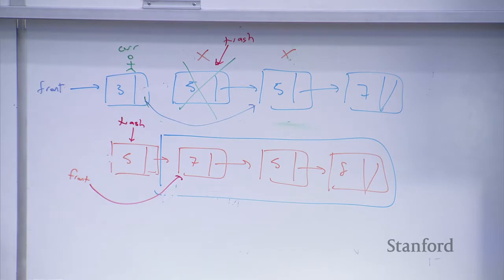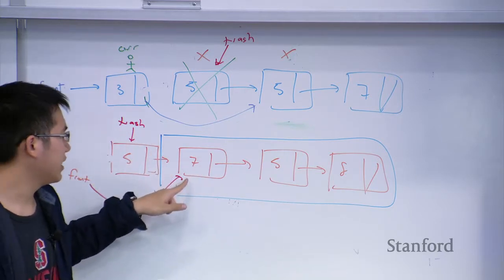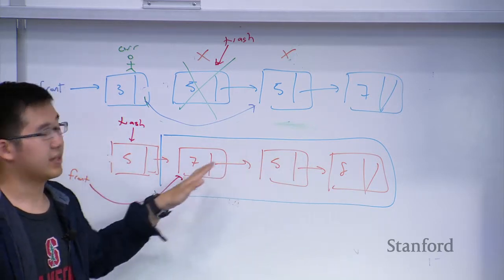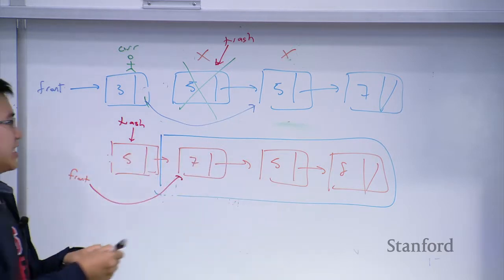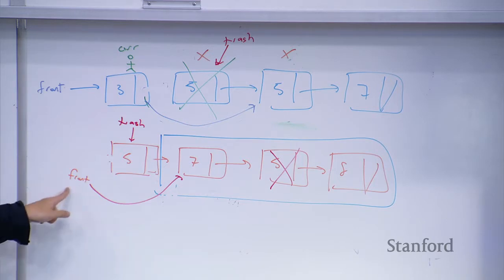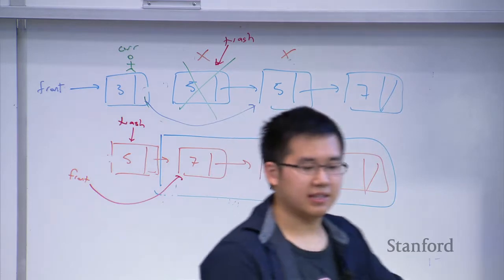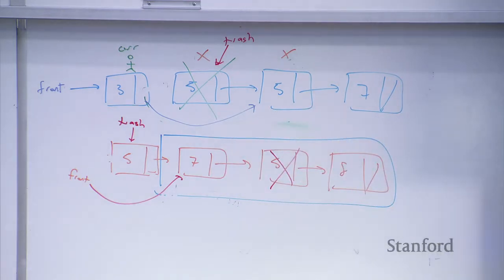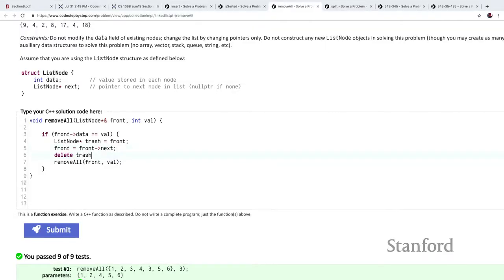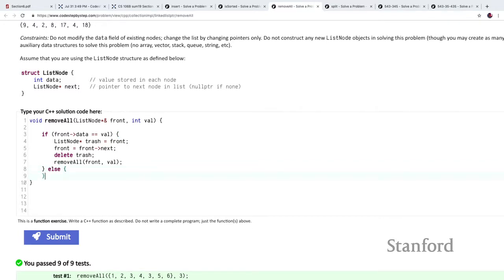Then we make a recursive call on front, which is going to remove everything from here. It's going to remove all from the new front, which is going to be everything else in the list. So you can trust that it works. It's just going to remove this one. At the end, front is still going to be correctly pointing to the new list that you should be returning, the final result. And just don't forget you have to call delete trash.